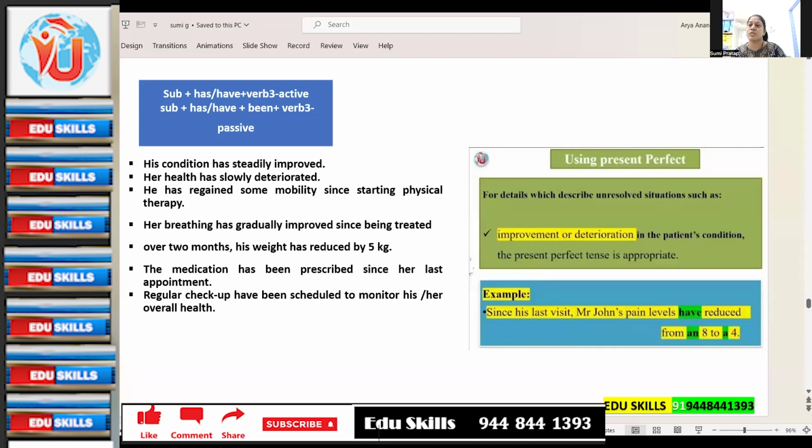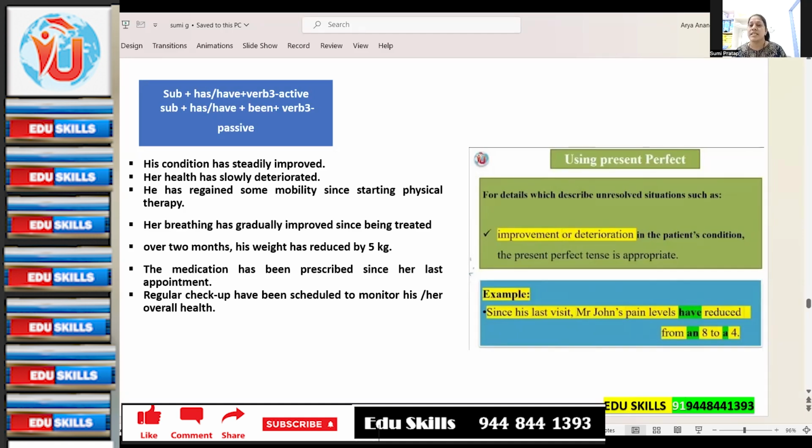That means we have to add the ED to the verb. Okay, for example, we can see here his condition has steadily improved, right? Her health has slowly deteriorated. He has regained some mobility since starting physical therapy. Okay, her breathing has gradually improved since being treated. Over 2 months, his weight has... this is linked to the past. It started in the past and is still continuing the same. Okay, in this kind of situation, we can write the present perfect.